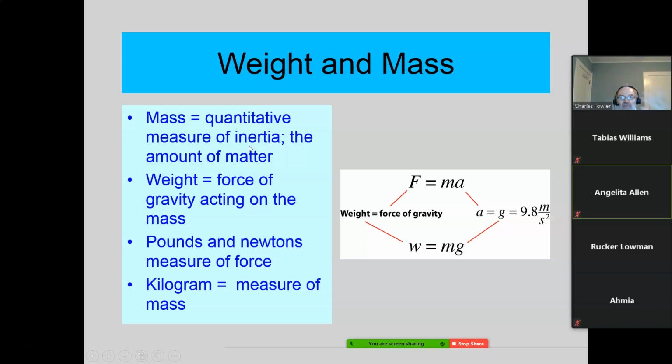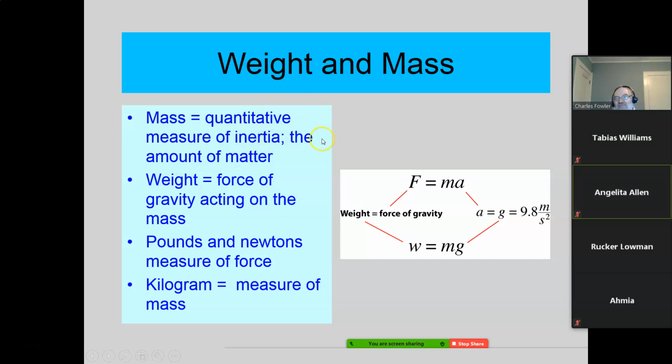Remember that bowling ball and the basketball rolling down the bowling alley? That bowling ball had a lot more inertia. It was harder to change its direction because it had more mass. Okay? The amount of matter there is, a scalar quantity with no direction associated with it, that's mass.